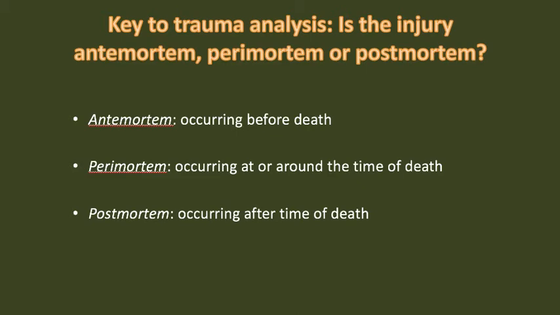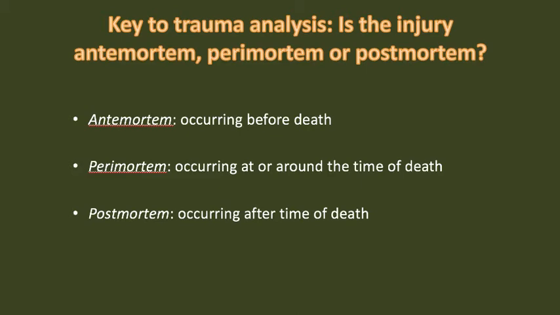Perimortem, meaning occurring at or around the time of death. So these are injuries that may or may not be related to the cause and manner of death. If someone, for example, broke their leg the day before their death, they are going to have evidence of trauma that occurred around the time of death, but it's not playing a role in the cause or manner of death. So perimortem trauma is going to be really important in trauma analysis, but we have to keep in mind that just because we find evidence of perimortem trauma, it doesn't mean that that trauma is directly related to the cause and manner of death.